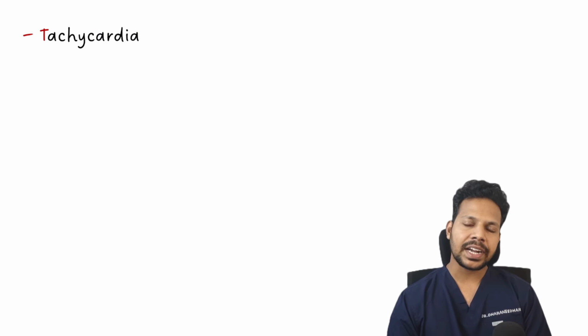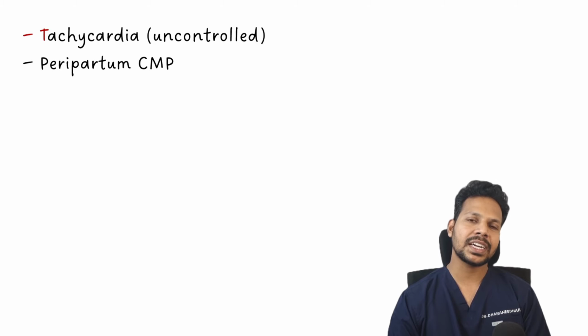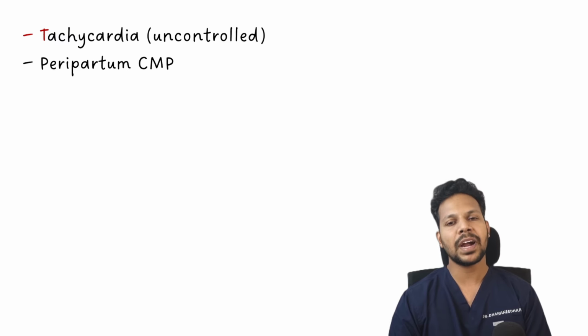Now, uncontrolled tachycardia for a long period of time, if the patient is not treated with drugs, can also result in dilated cardiomyopathy. There is a certain phenomenon called peripartum cardiomyopathy, which can occur from delivery up to 6 months after delivery. During this phase, the patient can develop transient myocardial dysfunction, that is transient systolic dysfunction, and it is called peripartum cardiomyopathy.